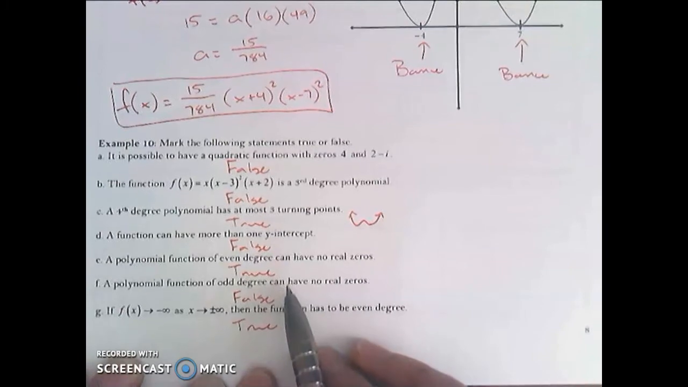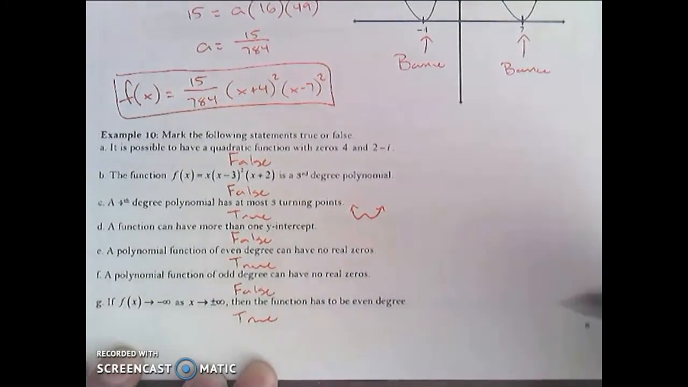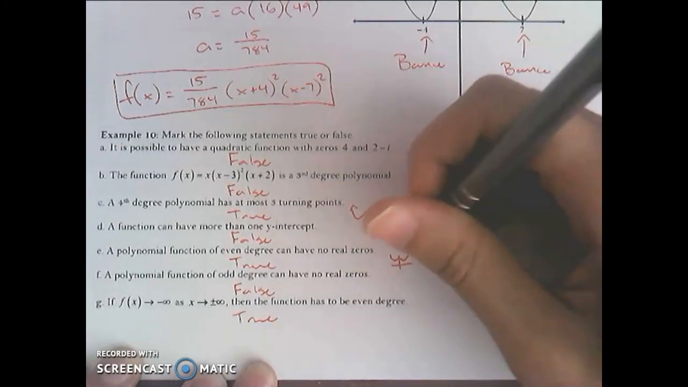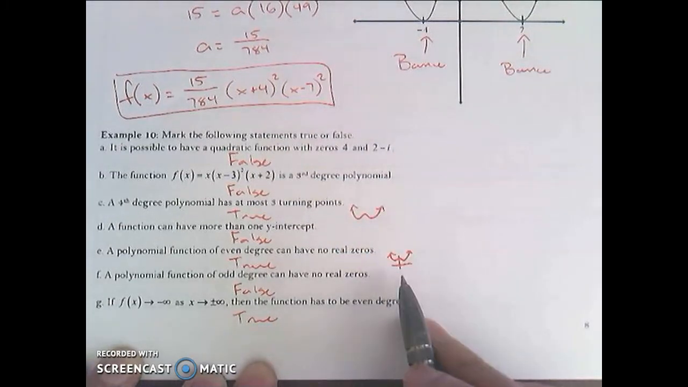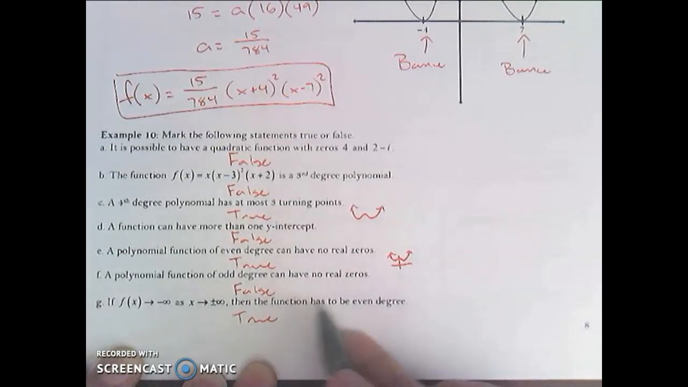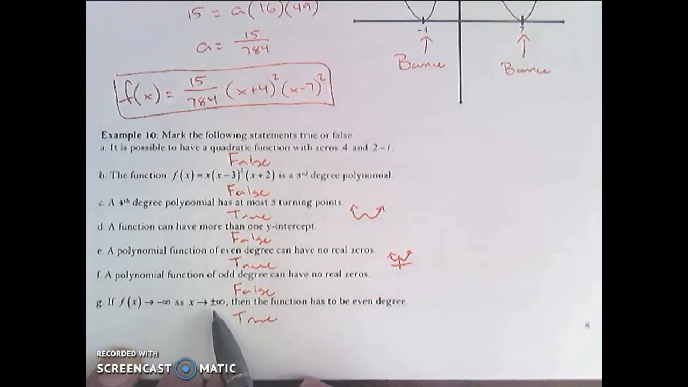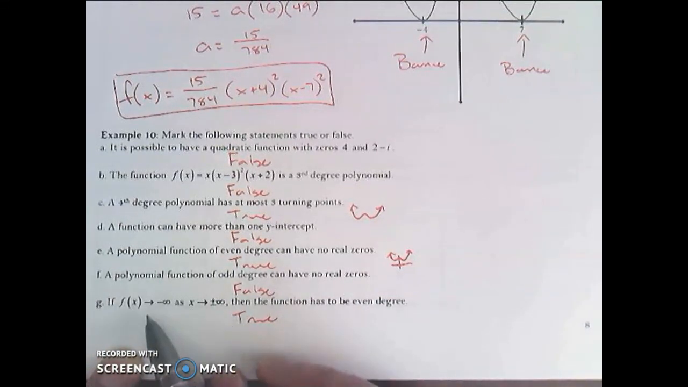A polynomial function of even degree can have no real zeros. That's true if you were to have a function that is entirely positive. So here's a fourth degree where its range is entirely positive. However, an odd degree, remember the end behavior goes in both directions, so it must at some point cross the x-axis. So it must have at least one real zero. If x approaches both positive and negative infinity and the end behavior of the function is the same, then we're looking at an even degree polynomial.